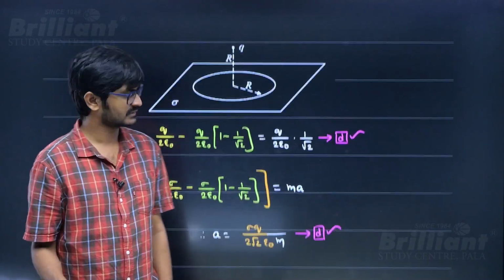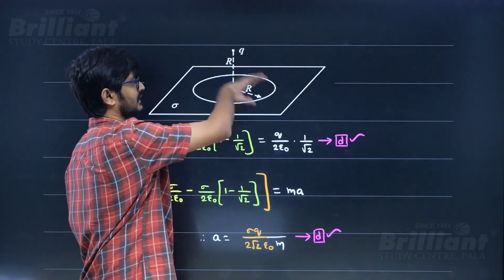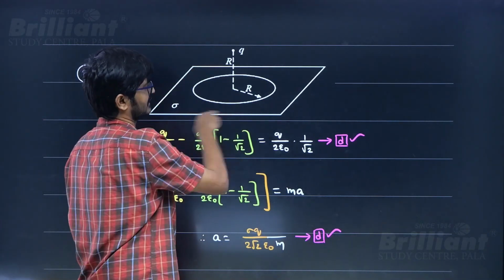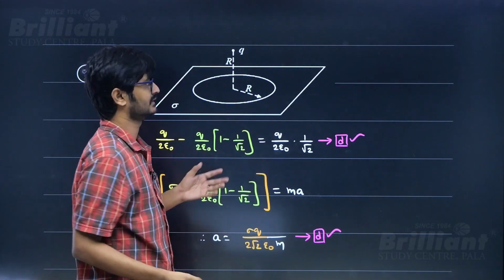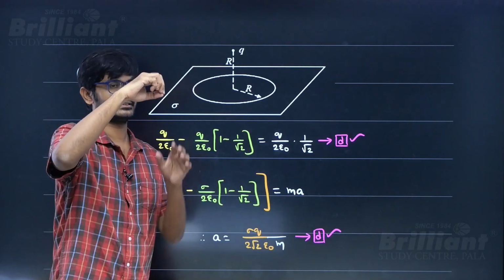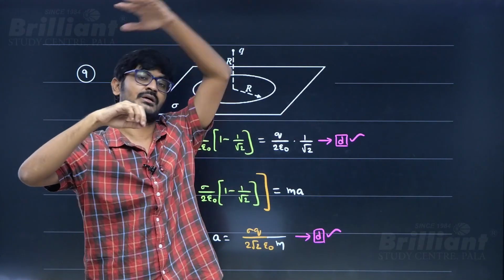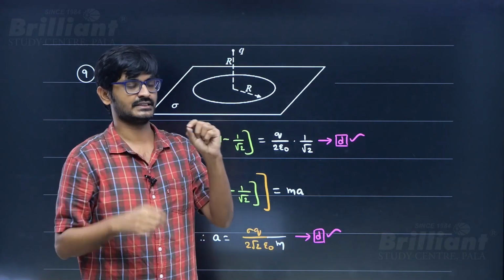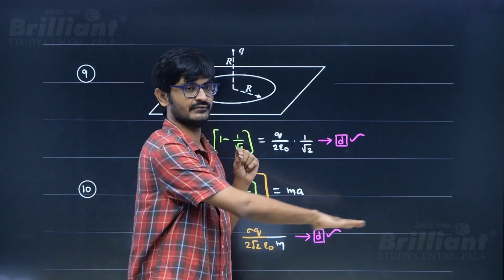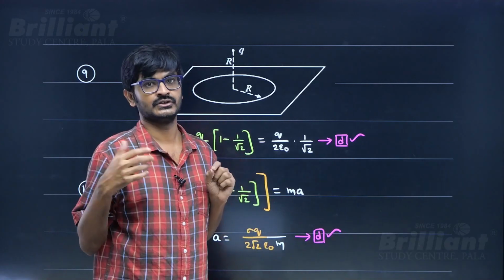Now they are asking what is the flux because of this charge through the non-conducting sheet. If there is a charge here, then the flux through the lower side is going to be 1/2, and through the upper side is going to be 1/2, right? So if there is a charge, then the flux through the infinite sheet which is placed below it is going to be q by 2 epsilon naught.